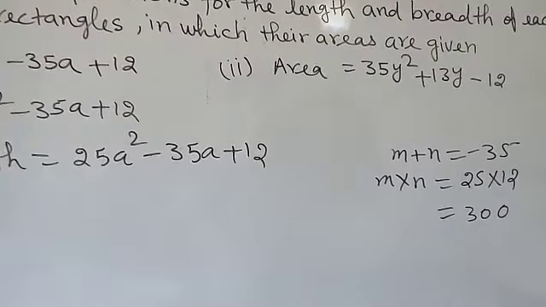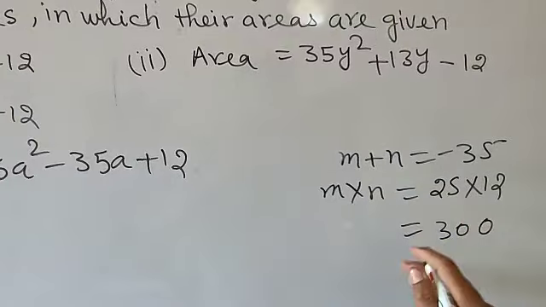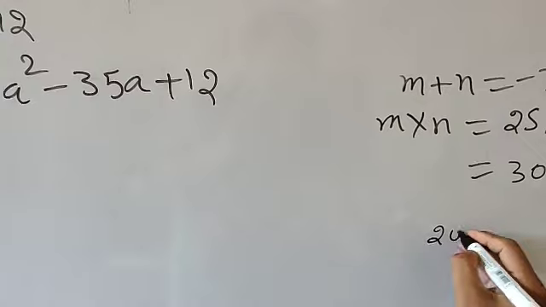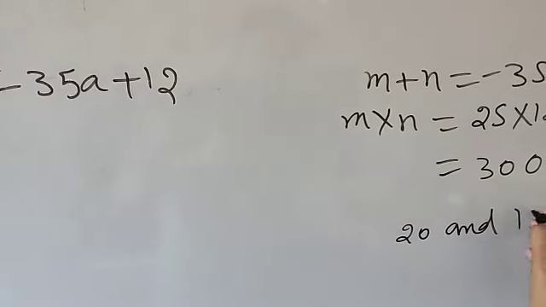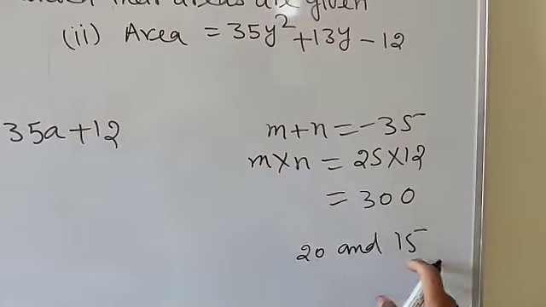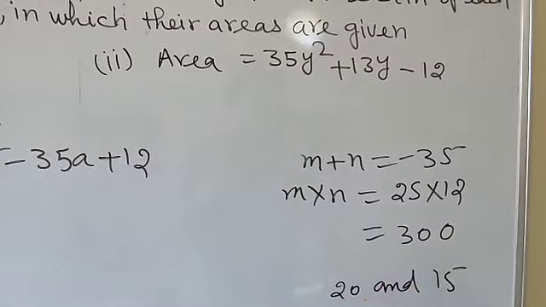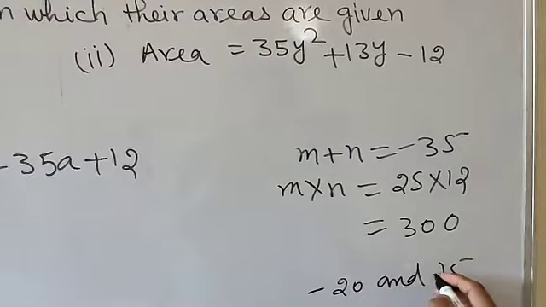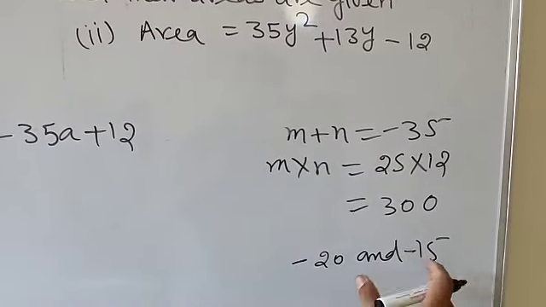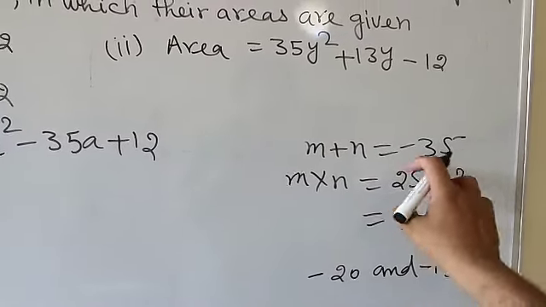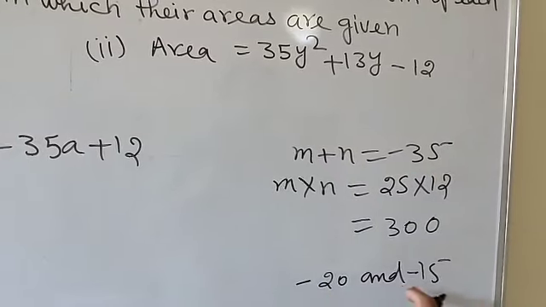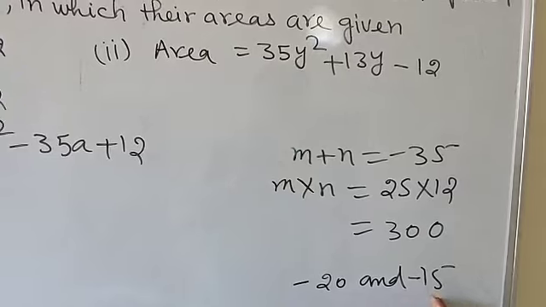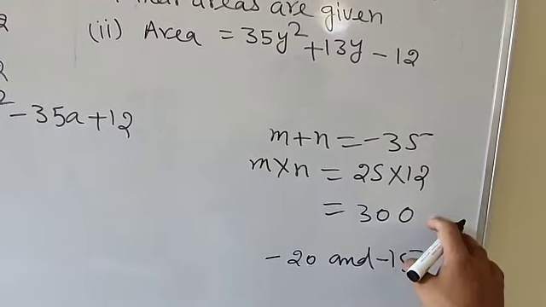So students, if you are going to find the numbers, they will be 20 and 15. If you multiply 20 and 15, that will be 300, and 20 plus 15 will be plus 35. So if I write minus 20 and minus 15, minus 20 plus minus 15 is equal to minus 35, and minus 20 into minus 15 is equal to plus 300. So minus 20 and minus 15, both numbers satisfy this condition.